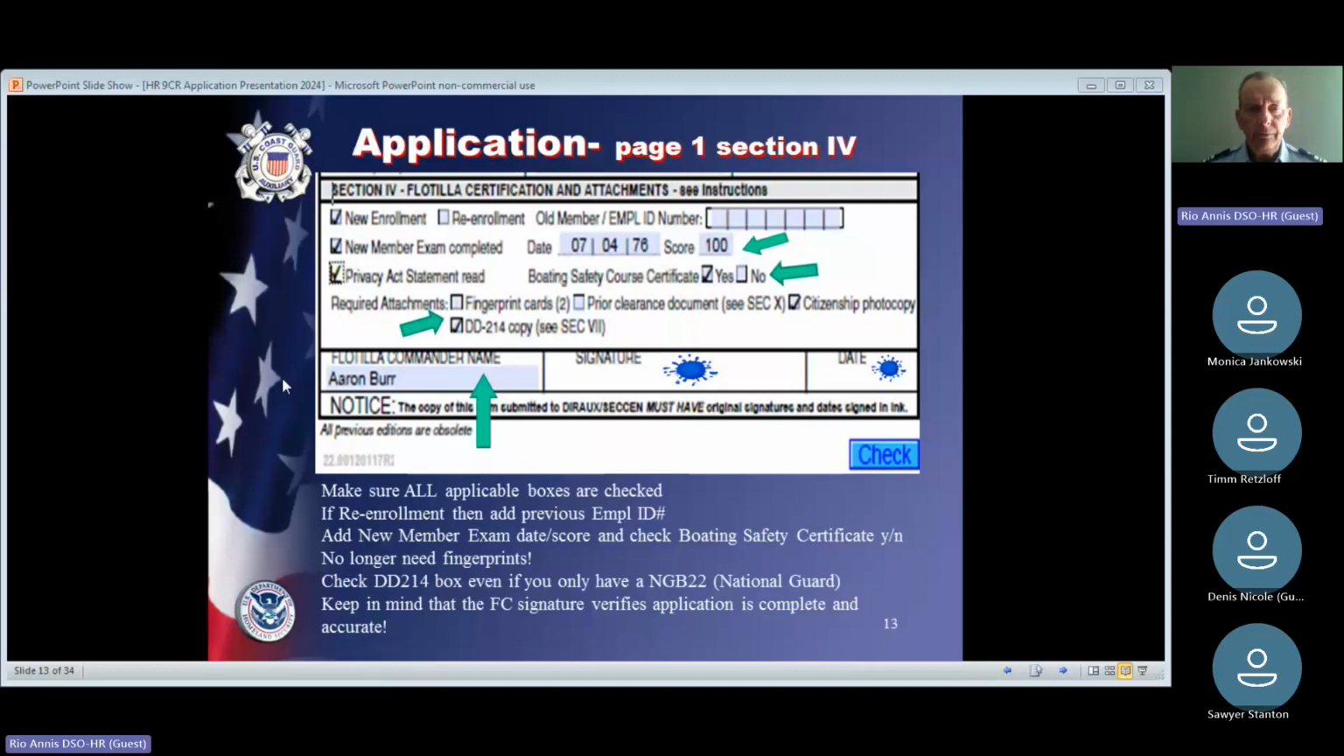Just want you to keep in mind that the flotilla commander signature here is not just signing the completed application. You're actually signing that you are reviewing and making sure everything is complete. So do an extra look on that. I guarantee you, when I get an application package, I'm looking at it 3 times to make sure I didn't miss something before I forward it on to DIROCS. I know this form currently is showing fingerprints, but they're not needed anymore.